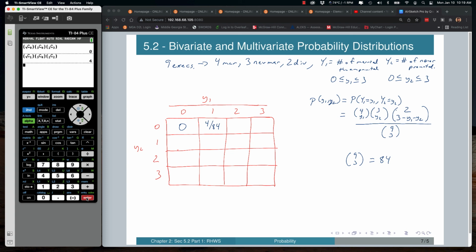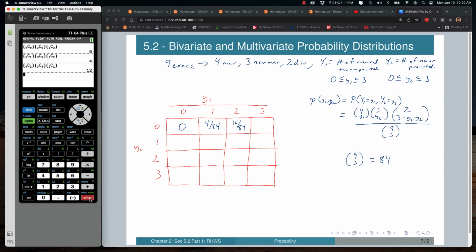Let's do 1 or 2 more here. So what if y1 equals 2? Well, if y1 equals 2, put a 2 there, 4 choose 2. We're still not choosing anybody. We're going across the first row. We're not choosing anybody for y2, so there's no never married dudes or ladies or whoever. But from the divorced people, we have to choose 1. And we hit enter. And that should give us an answer of 12 over 84.